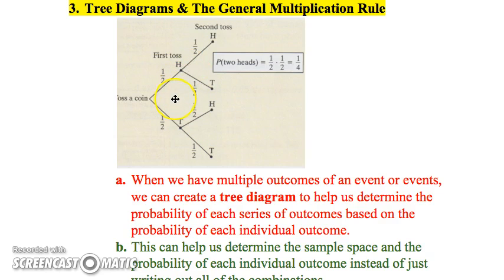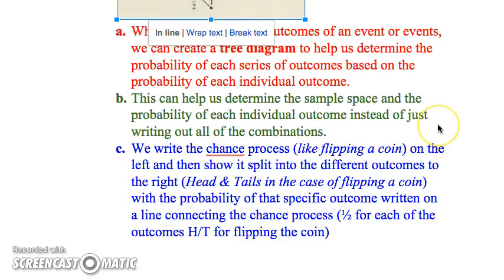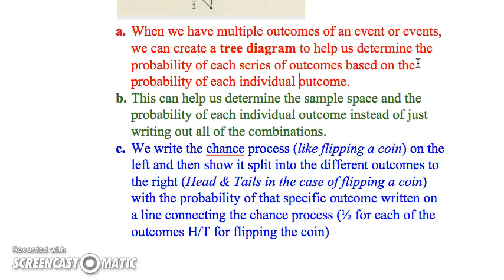So these tree diagrams become increasingly important, especially as it becomes more complicated and the probabilities of different outcomes change. They're not equal, everything isn't 0.5. Then it becomes more complicated, and a tree diagram is a nice way to organize your work. So this can help us determine the sample space and the probability of each individual outcome, but also a series of outcomes, and it's a way to organize your thoughts. It's a nice way of showing work to determine a series of outcomes.